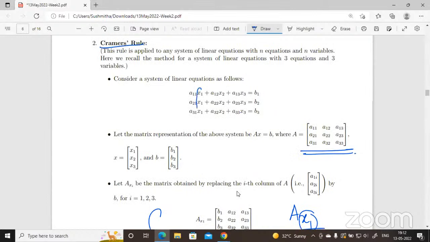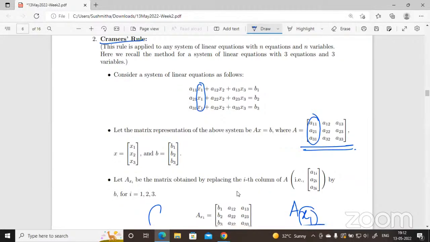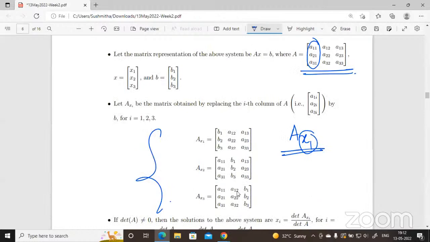So we had seen last week, right? The coefficients of the first variable will appear in the first column of the matrix, and the coefficients corresponding to the second variable will appear in the second column. So the column corresponding to X1, that is the first variable, is the first column. So AX1 is got by replacing that column by the right hand vector, which is B1, B2, B3. Similarly, you get AX2 by replacing the second column with B1, B2, B3. So now we have three different matrices, right? They are not the same as A, and there is no relation between A and these matrices, right?